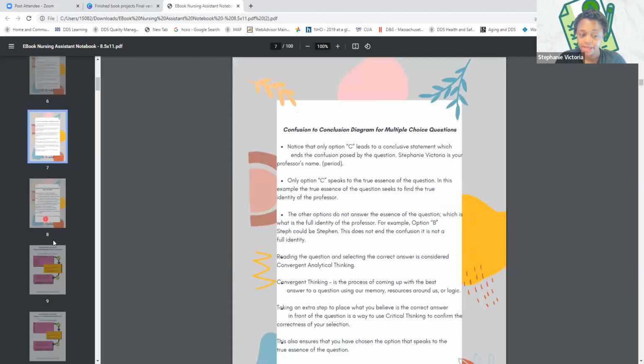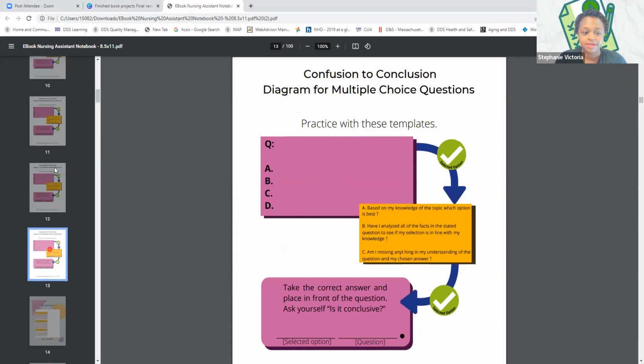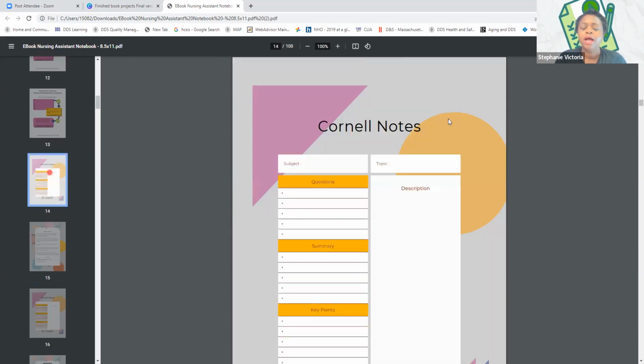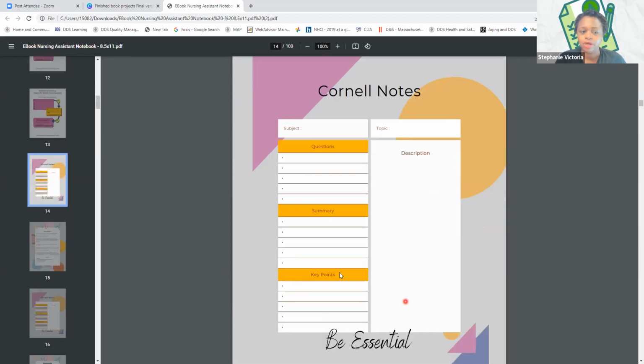So we did talk about multiple choice questions. So that's in this notebook as well, and this ebook. And now, before I get into a concept, I want to point out some key note pages. Now, I didn't randomly put these here by accident.